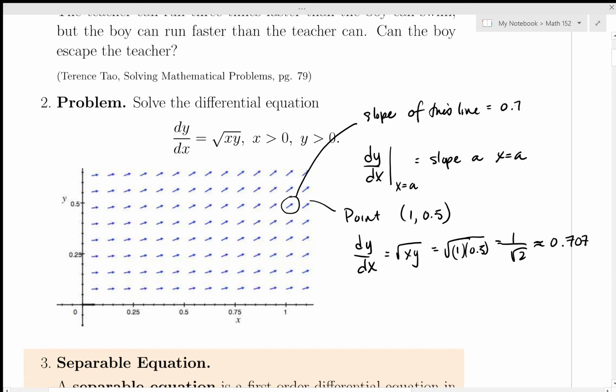The slope of this line is 0.707. We don't know the function, not yet, but we do know what the derivative of the function is because we have a differential equation. We use that derivative information to figure out the slope at lots of different points. This slope of 0.707 only applies at the point 1, 0.5. So we just draw a little tiny line saying this will be the tangent line to the solution curve at this point. That is what allows us to visualize what the solution may look like.